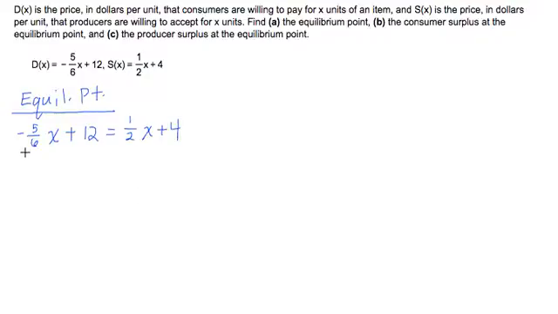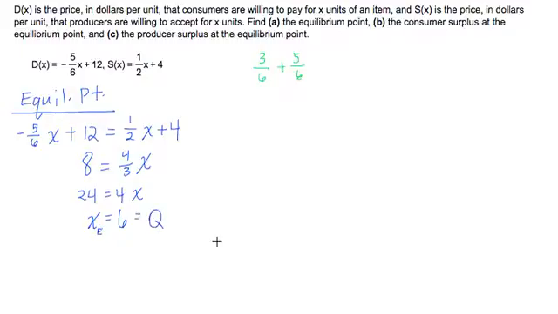Okay, so I'm going to add the 5/6 over here to the right and subtract the 4 over here. So 1/2 plus 5/6, just some scratch work here. 1/2 is equivalent to 3/6 plus the 5/6 is going to give me 8/6. 8/6 reduces to 4/3 x. Now let's multiply both sides by 3, so 24 equals 4x, so x is 6. Okay, that's my equilibrium x, or my equilibrium quantity, Q.